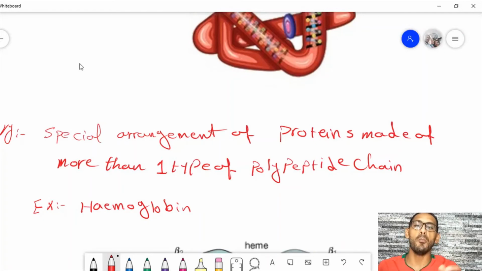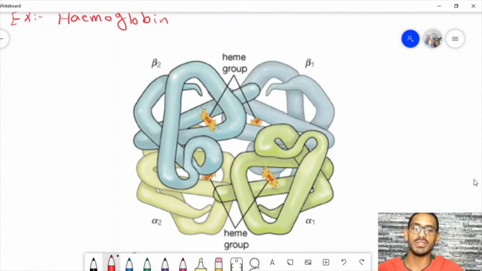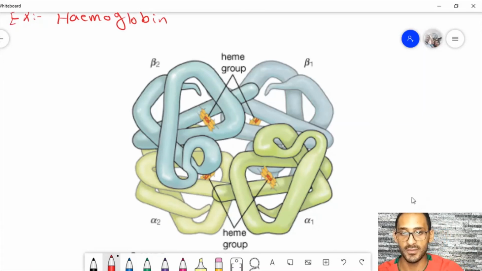It's made of more than one type of polypeptide chain, like, for instance, the hemoglobin. As you can see here, this is the hemoglobin, okay? This is alpha 1, alpha 2, beta 1, and beta 2, and these are connected together and they are folded together. Now you have 4 different peptide chains connected together to form the quaternary structure of the protein.